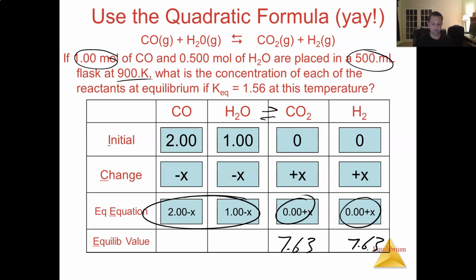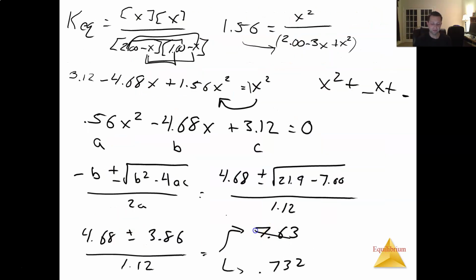You're like, okay, let me go to the other side. 1 minus x. 1 minus 7.63 is negative 6.63. Well, I can't have a negative equilibrium value. Okay, so that's no good. So that's how I know I'm getting rid of this answer, right? It makes no sense to have that answer be correct. So my answer for x is 0.732 molar.